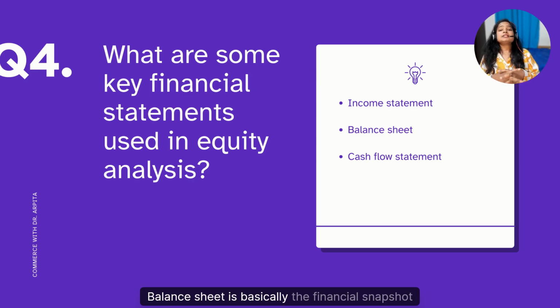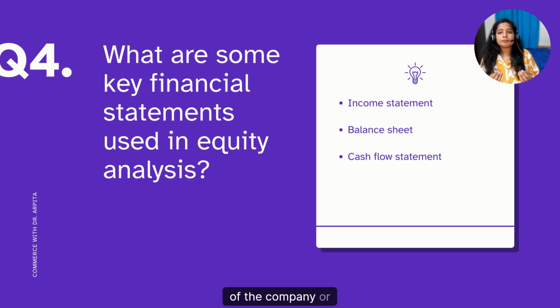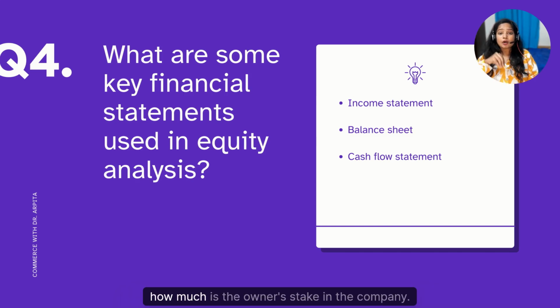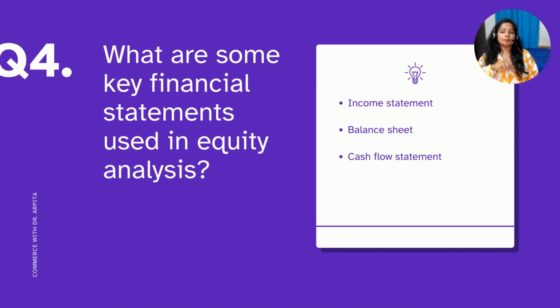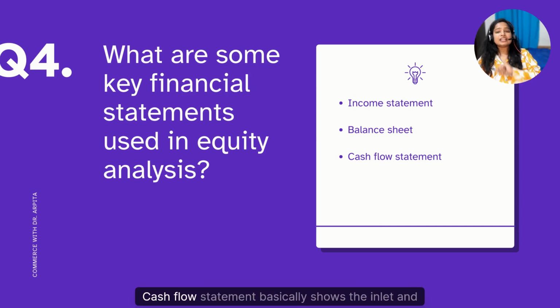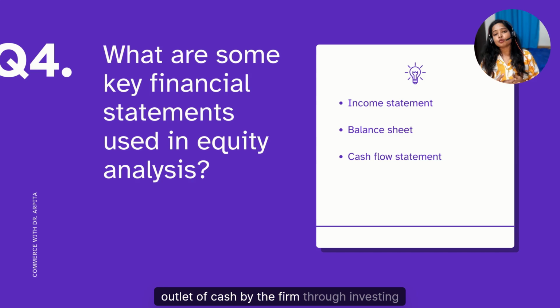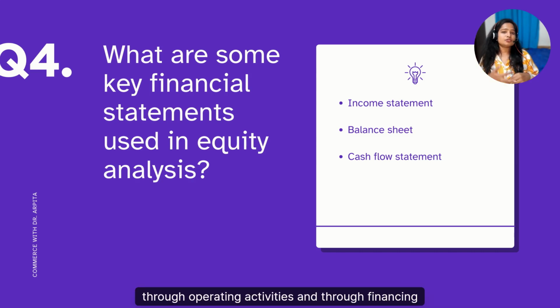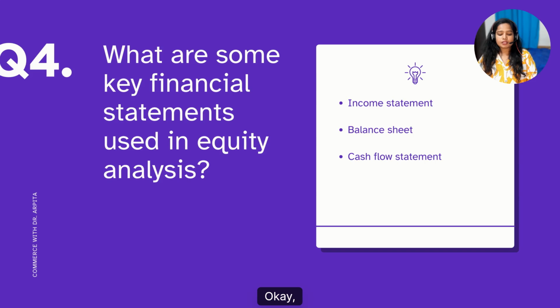The balance sheet is basically a financial snapshot of the company at a specific point in time. It indicates through assets and liabilities what a company owns and what a company owes, and how much is the owner's stake in the company. That is the equity. So that's the balance sheet. The cash flow statement basically shows the inflow and outflow of cash by the firm through operating activities, investing activities, and financing activities.